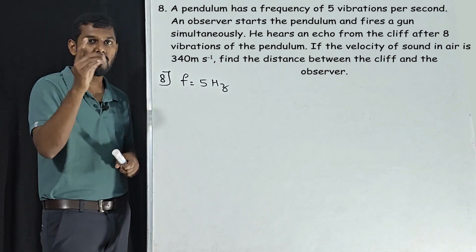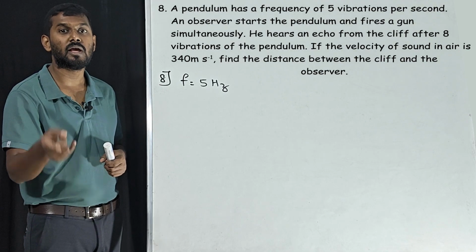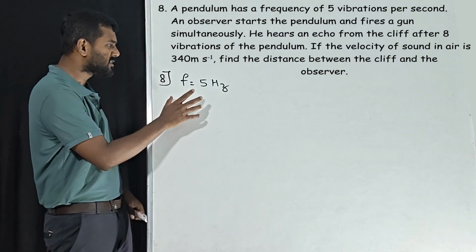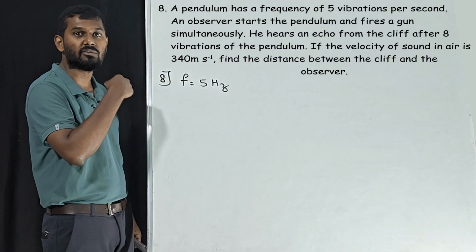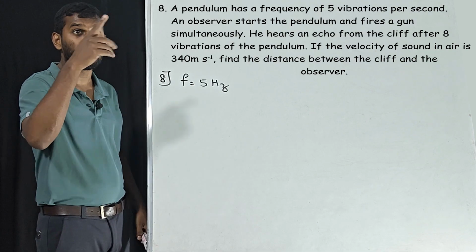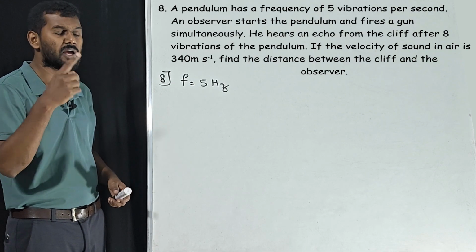Now here, for our distance, we need to find velocity is given. What is the one more requirement? That is time. So using the frequency, we have to find the time. See, initially for 1 second it will vibrate 5 times, correct, but he hears an echo after 8 vibrations.